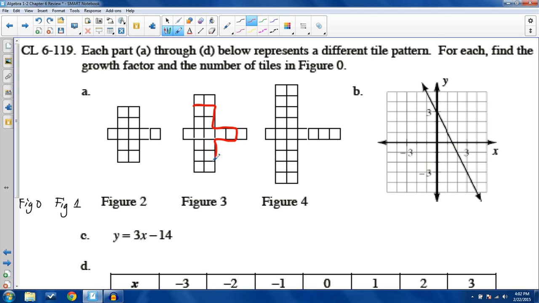Boom, boom. Right there. All right. I've added 2 on top. I've added 2 on bottom. I've added 1 to the side over here. So I've added 5 total. So it looks like from here to here I get plus 5.